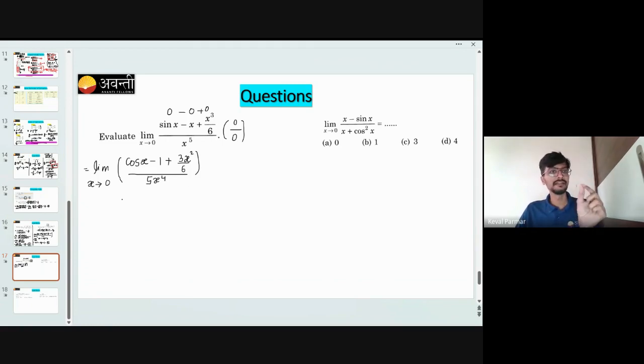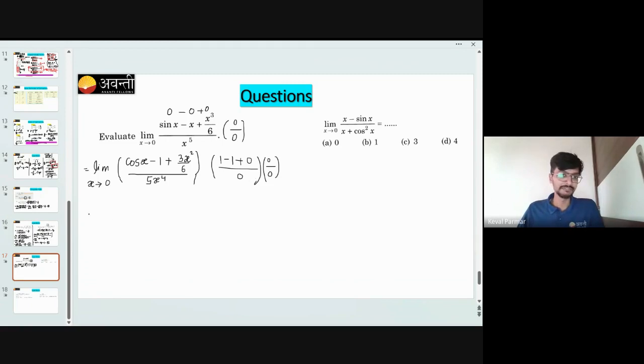Once we take the derivative, we check by substituting. So if I again substitute 0, I will get cos 0 is 1, minus 1 plus 0 upon 0, which is again 0 upon 0 form. Means I still have an indeterminate form, so I have to differentiate again. We can repeat the procedure until the indeterminate form vanishes.